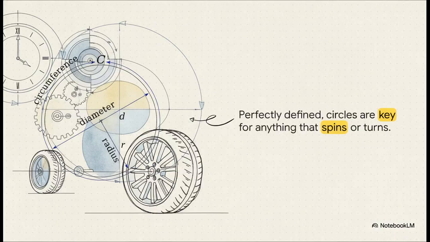What's so cool about a circle is that every single part of it is mathematically perfect. The distance from the very center to any point on the edge, what we call the radius, is always the same.